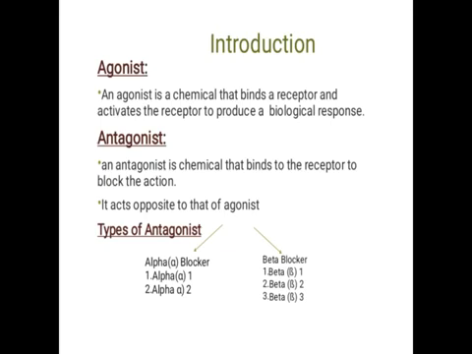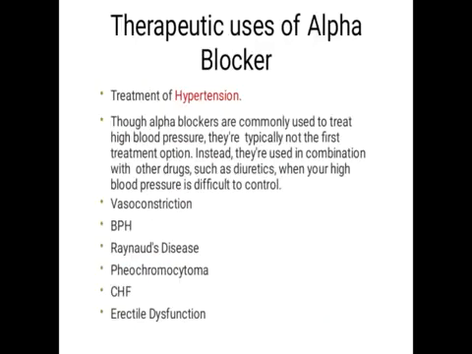So these antagonists are classified into alpha blockers, alpha 1 and alpha 2 blocker, and beta blockers, which are classified into beta 1 blocker, beta 2 blocker, beta 3 blocker. Such drugs are also called adrenergic antagonist agents, or sympatholytic agents.